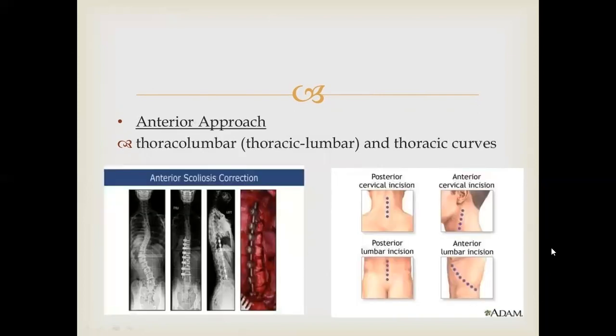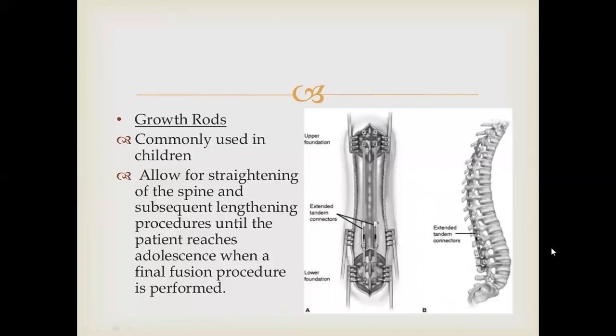The anterior approach is used for thoracolumbar and thoracic curves. Growth rods, commonly used in children, allow for straightening of the spine and subsequent lengthening procedures until the patient reaches adolescence, when a spinal fusion procedure is performed.